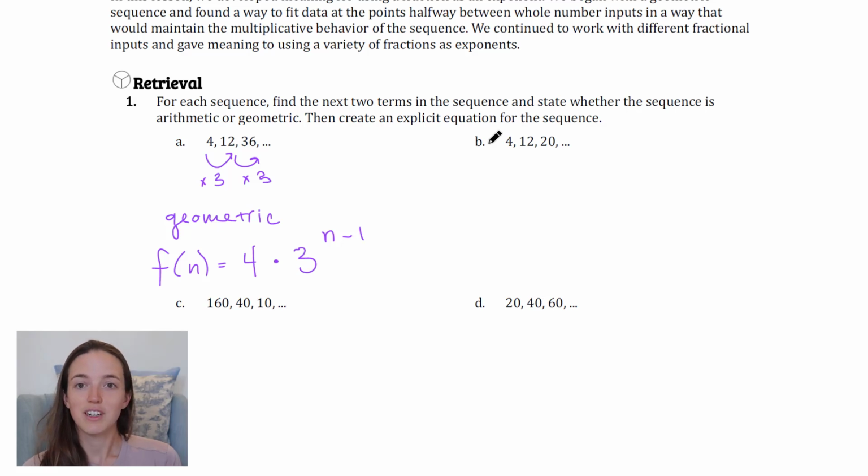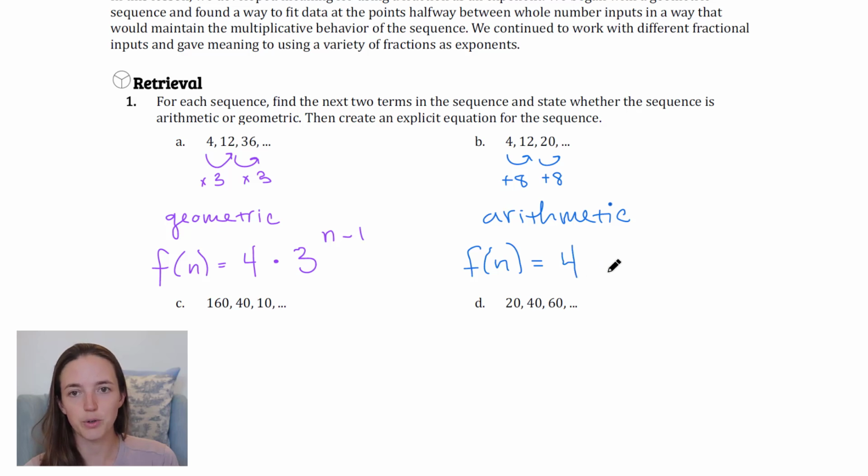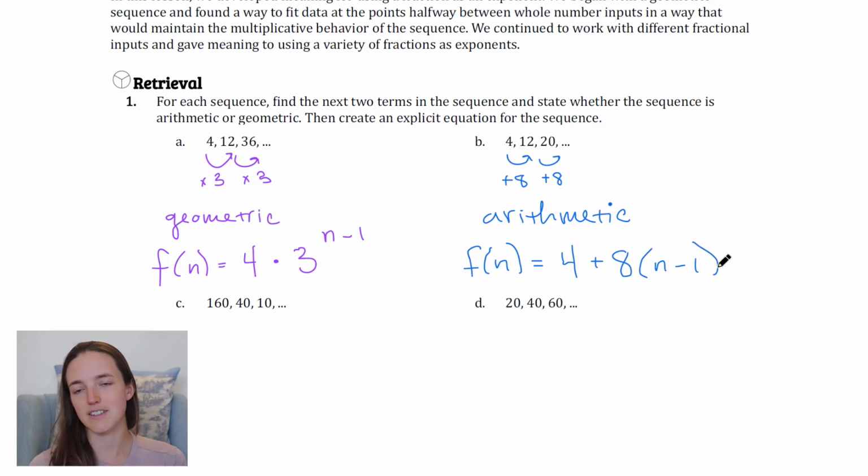Okay, number 2. Once again, starts with the same 2 numbers, so it must be addition this time. Plus 8 gets us to 12, and then plus 8 gets us to 20. Since this is addition, it's arithmetic. And then our explicit equation would be f of n equals, starting value is 4. We are adding 8 each step, and once again, let's say this starts at step 1. This time we put the n minus 1 down next to the 8 instead of raised because it's addition.